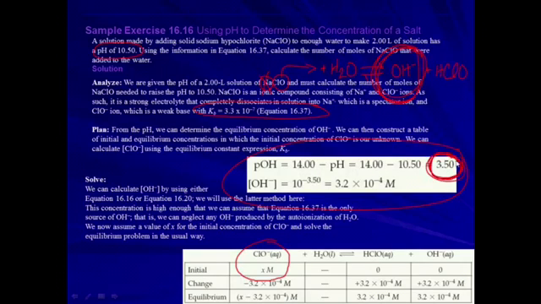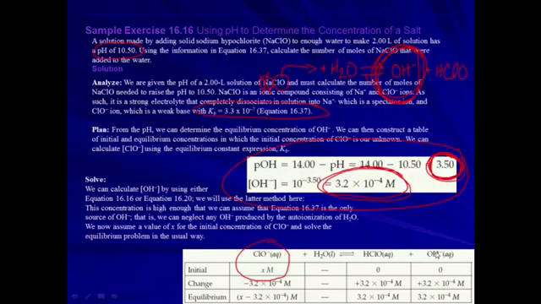Okay, so the very first step here, I'm going to take 14, subtract the 10.5. That'll give us the pOH. So then to figure out the concentration of the hydroxide ion, just go 10 to the negative 3.5. And this right here represents the concentration of OH⁻ that is necessary to get to a pH of 10.50.